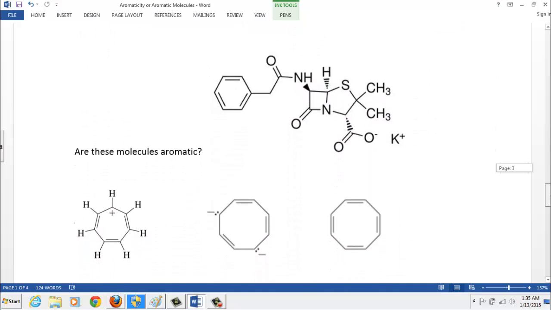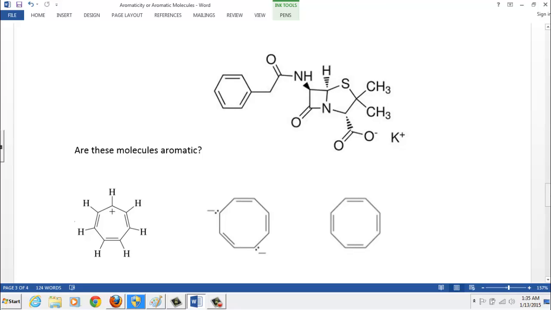Okay, well, we've seen a little background. Let's give it a try. We've got some molecules. And the question is, are they aromatic? Let's start up here. This turns out to be a form of penicillin. Is it aromatic?